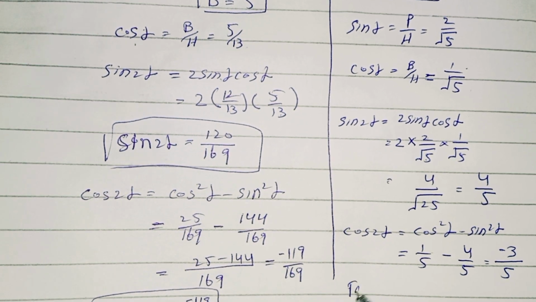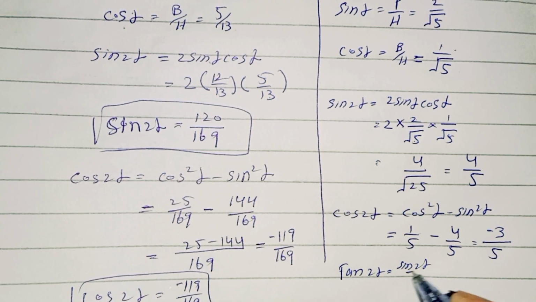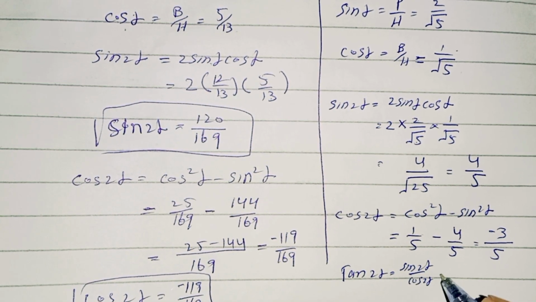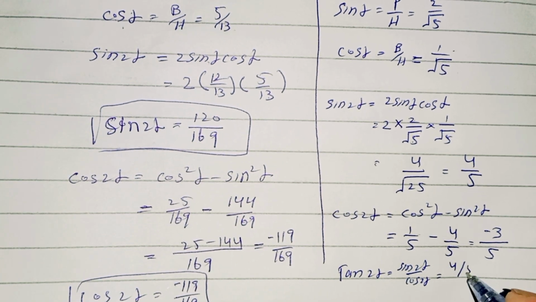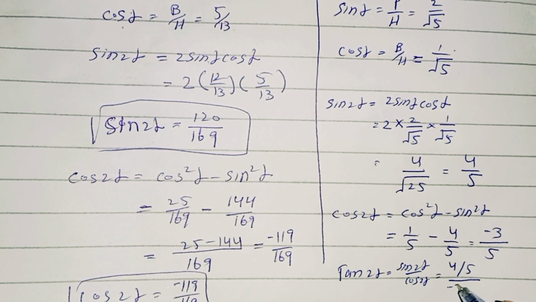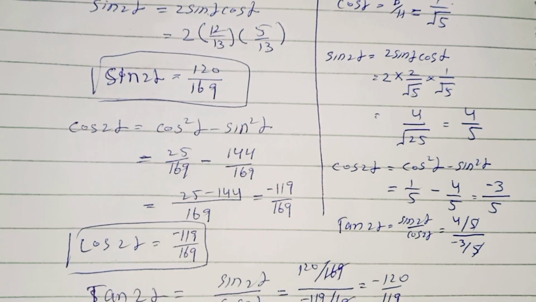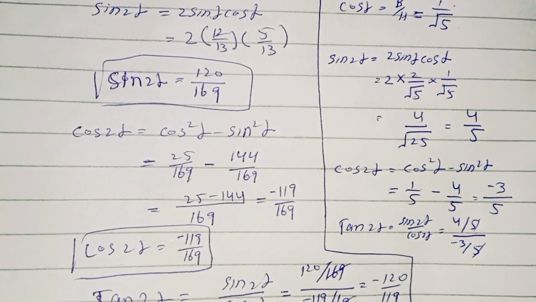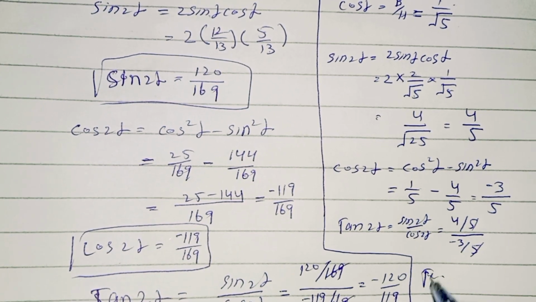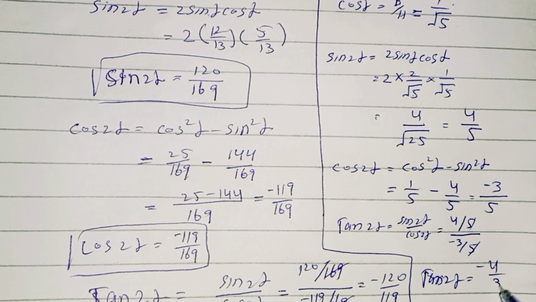Now tan 2 alpha, we know that tan 2 alpha is equal to sine 2 alpha over cos 2 alpha. Value of sine 2 alpha is 4 over 5 and cos 2 alpha is minus 3 over 5. 5 is cancelled out by 5, and we have tan 2 alpha is equal to minus 4 over 3.